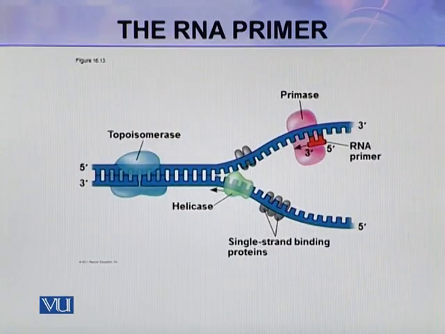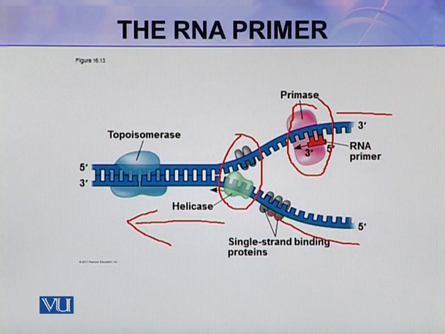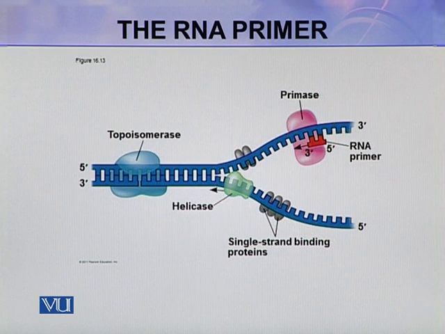So here you can see this is the replication fork and it moves towards this side. These are two single-stranded DNAs and this is primase. And this red colored part, you can see, is a small RNA primer. So this RNA primer is a compulsory requirement for the synthesis of a new DNA strand.